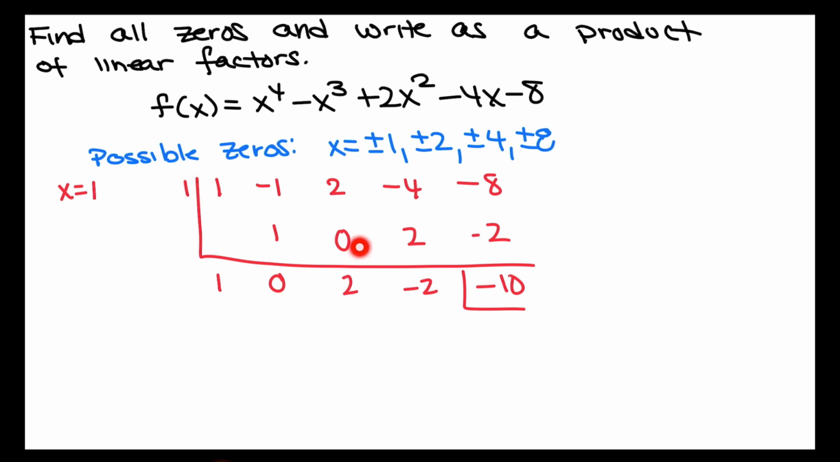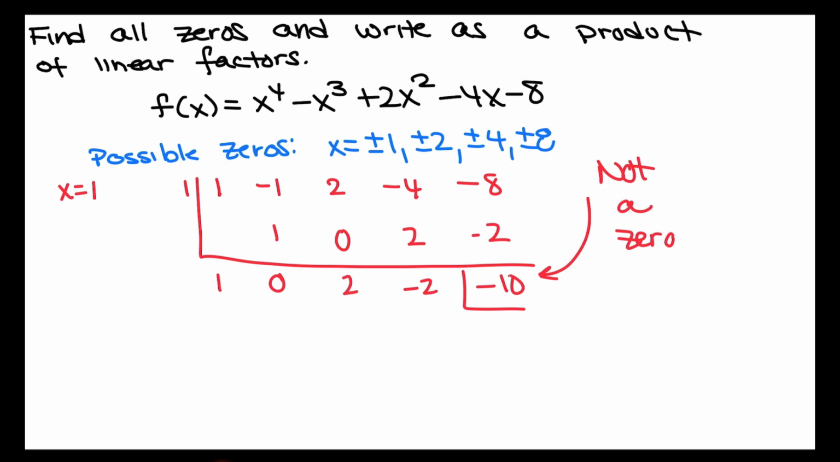0 times 1 is 0. I add, I get 2. 2 times 1 is 2. Add, negative 2. Negative 2 times 1 is negative 2. I add, I get negative 10. The remainder is negative 10. That means this is not a 0. Unfortunately, I guessed incorrectly. So I'm just going to try something else.